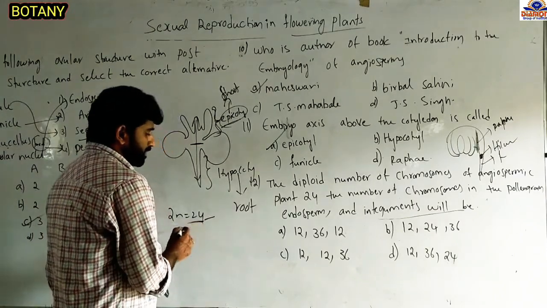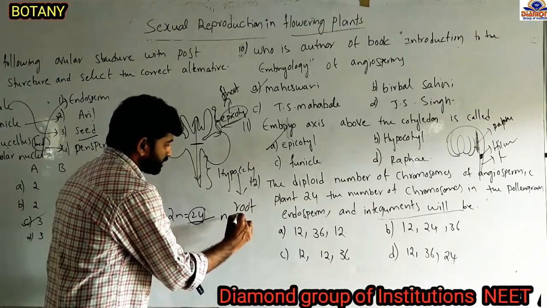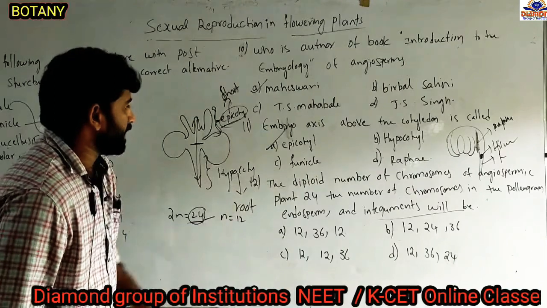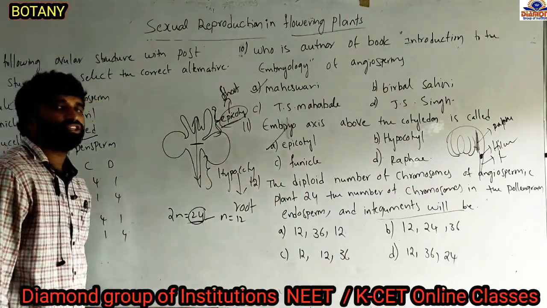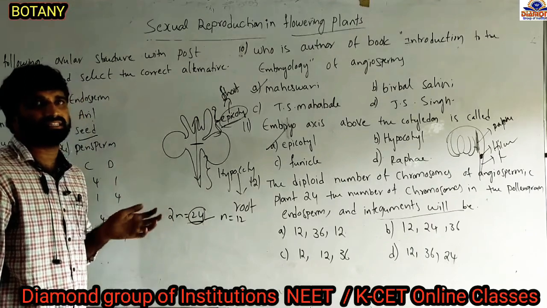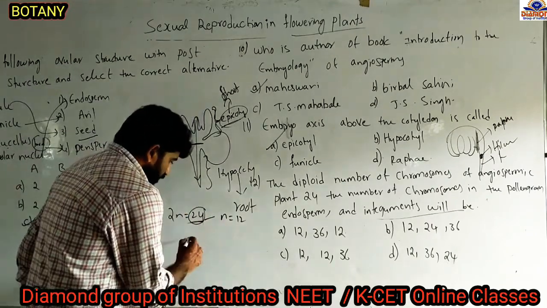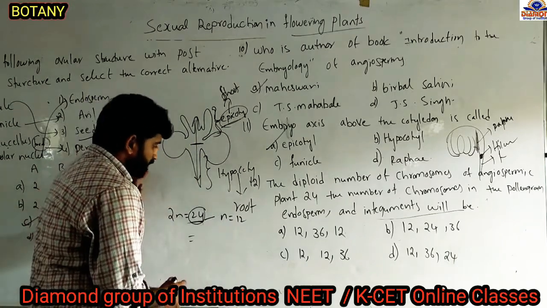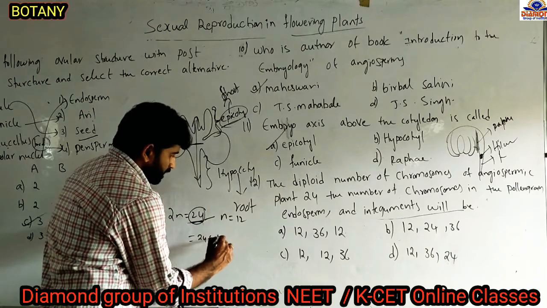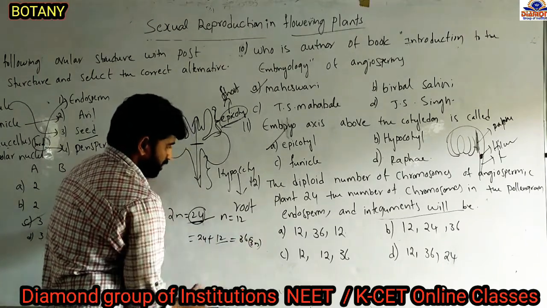If the diploid plant body is 24, then haploid will be 12. And endosperm. Endosperm is a nutritive tissue. It is a product of double fertilization. In that endosperm, the chromosome number should be the diploid 24 plus haploid 12, which gives 36. So endosperm is triploid.